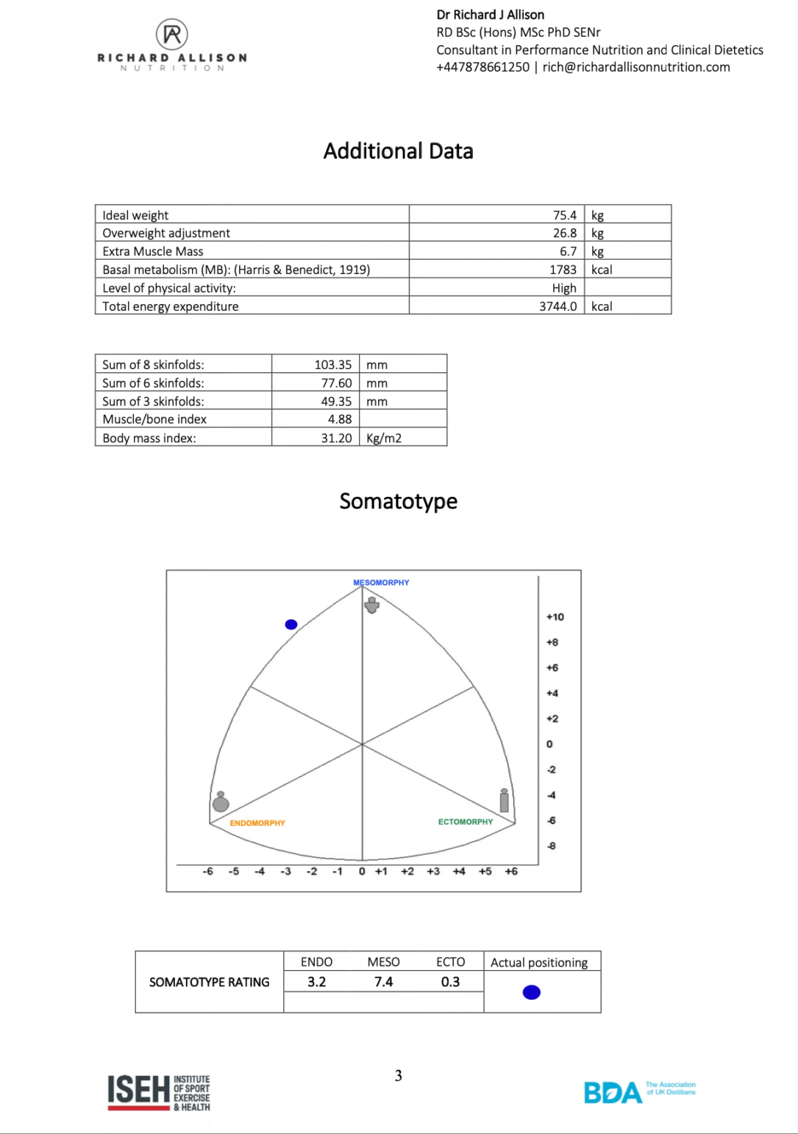This is where basal metabolic rate comes in. This is the result of the Harris and Benedict equation.